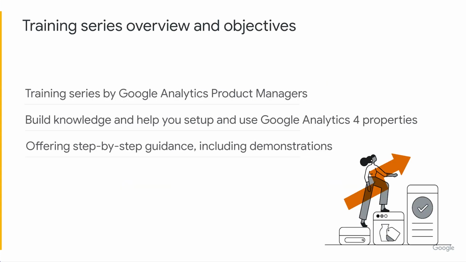Today's session is the first in a series of talks led by Google Analytics product managers. The product managers work directly with the engineers who build the product, so this is your chance to hear about Google Analytics directly from the source. Our goal is to help you get started using Google Analytics 4 for your web and app measurement needs. We'll take you from basic Google Analytics 4 property setup all the way through using Google Analytics 4 to achieve your business objectives.